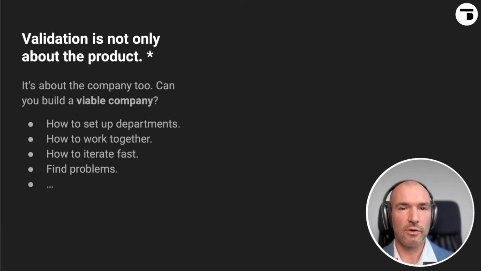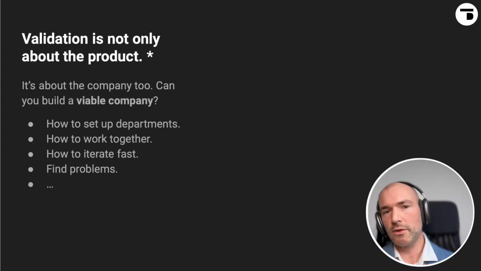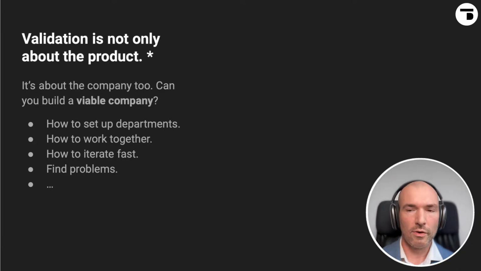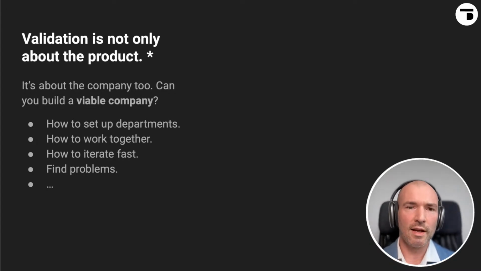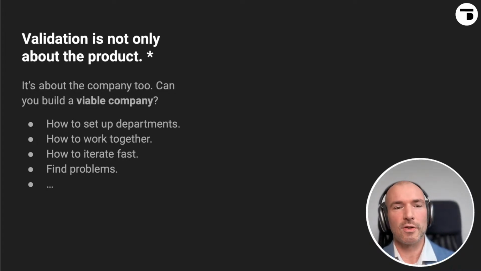But there's an important part to it: validation is not only about the product itself, the product that you're building. It's about your company too. And that's often the overlooked part. Can you build a viable company? That's the question. Because if you just build a product that's viable, but then you fail to scale it up, you fail to develop it further, you didn't really do much, right?